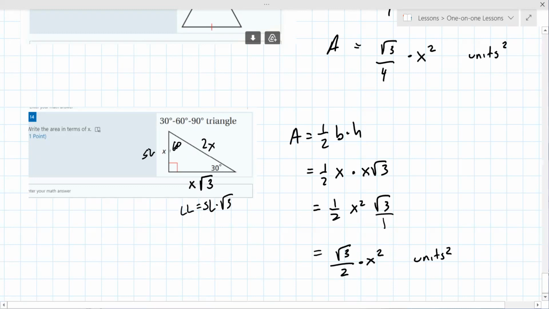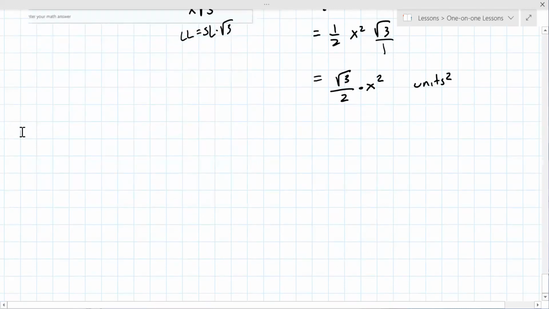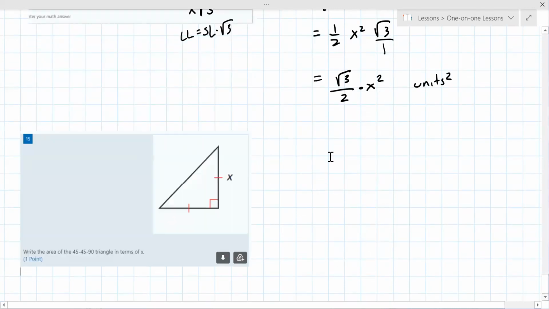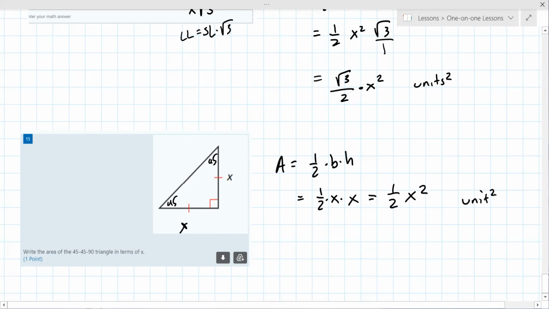Okay, question 15. Same thing, write the area of the 45, 45, 90 triangle in terms of x. These legs are the same in a 45, 45, 90 triangle. So this is x as well. What is the area of a triangle? It's 1/2 base times height. The base is x and the height is x. So it's 1/2 x squared, units squared for your units.